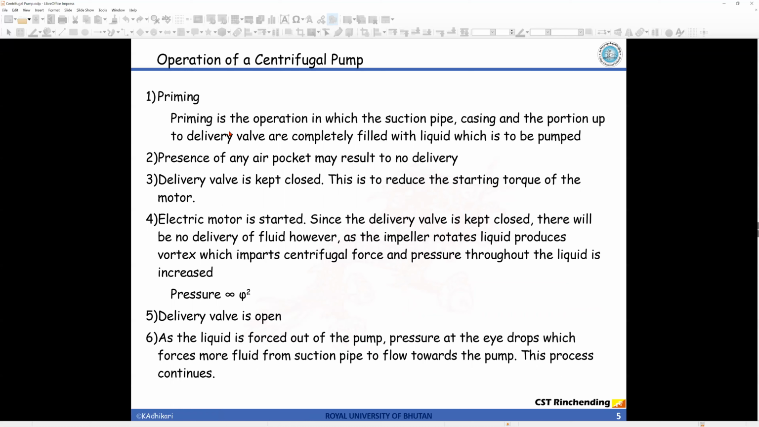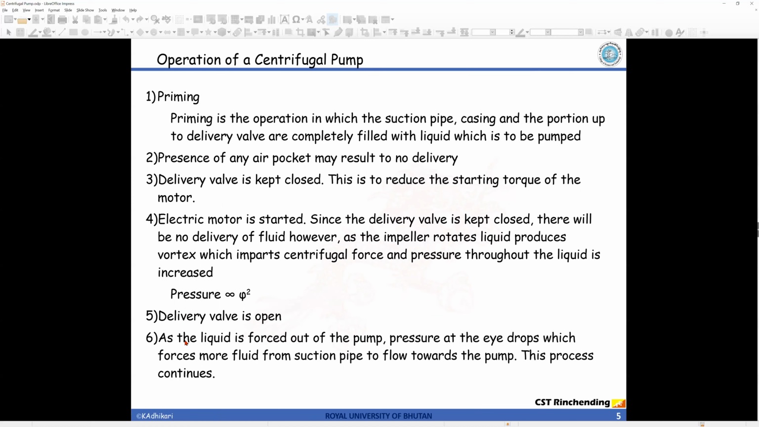In priming, the suction pipe, the casing, and the delivery pipe up to the delivery valve are filled with the liquid which is to be pumped, and at that point the delivery valve is kept closed. Okay, then the electric motor is rotated. When the electric motor rotates, it makes the impeller rotate. When the impeller rotates, it starts to add energy to the fluid, and then finally the valve is opened.